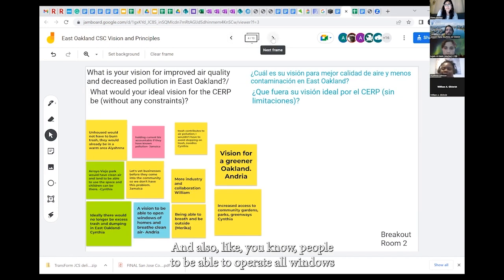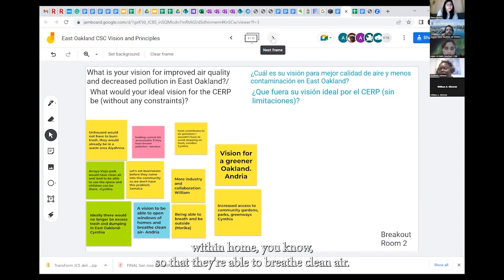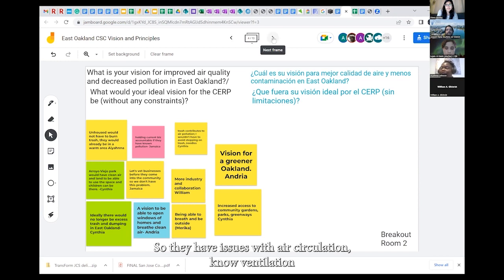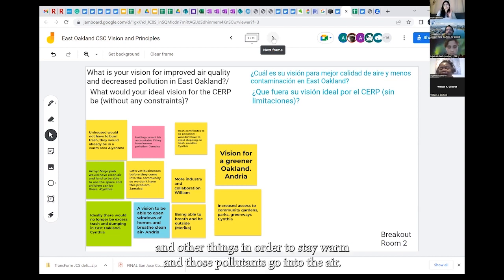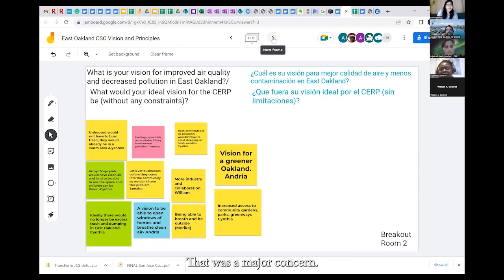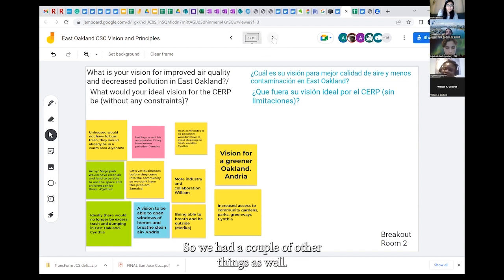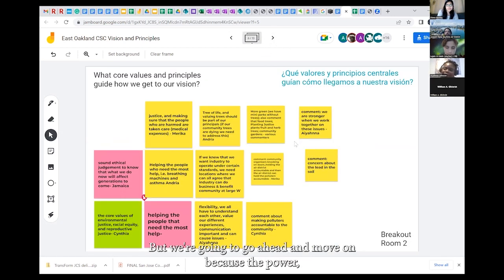And also people being able to operate all windows within the home so that they're able to breathe clean air. A lot of the homes in East Oakland are over 100 years old, so they have issues with circulation and ventilation and possibly lead. Also the unhoused, not having respite centers to stay warm, so they have to burn trash and other things in order to stay warm, and those pollutants go into the air. That was a major concern. If we place them in a warm area, like a respite center, there's a reduction of air pollution. We had a couple of other things as well, but we're going to move on because of time.